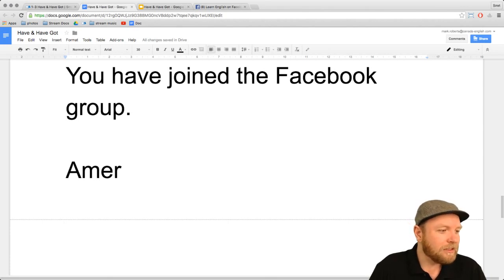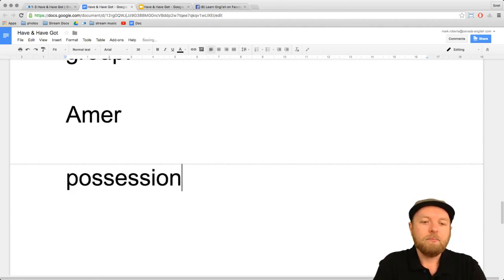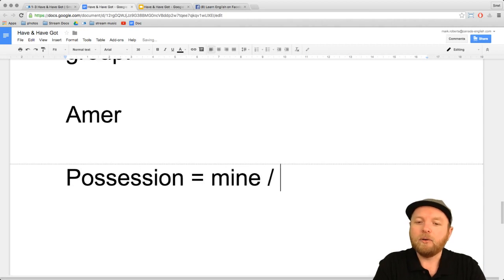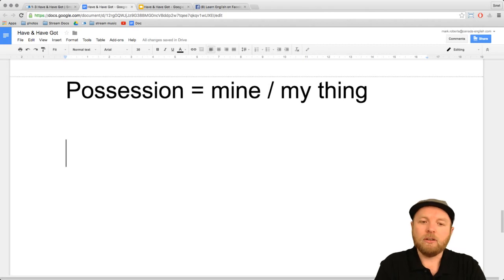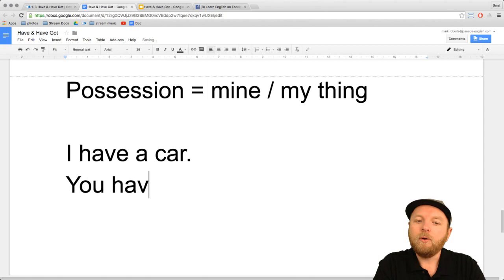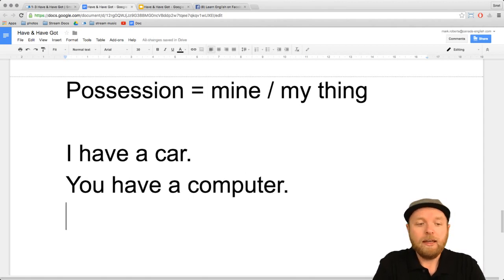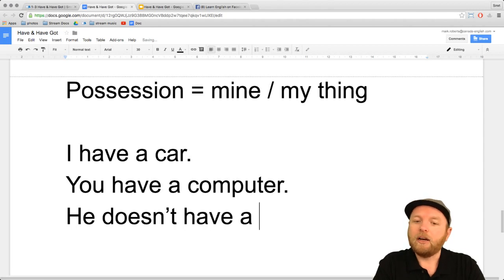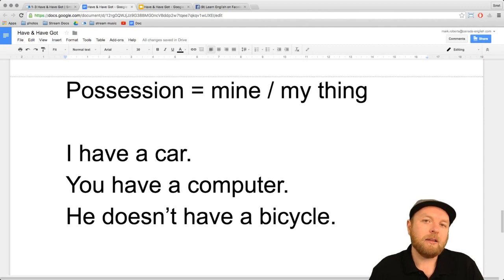And Jesus, more examples for possessions. Okay, Jesus. Yeah. So possession just means it's mine or my thing. Okay. So you know this, Jesus. You know this, right? I have a car. Right? You have a computer, right? Or negative, he doesn't have a bicycle, okay? So this is possession, my thing, or your thing, or his thing.